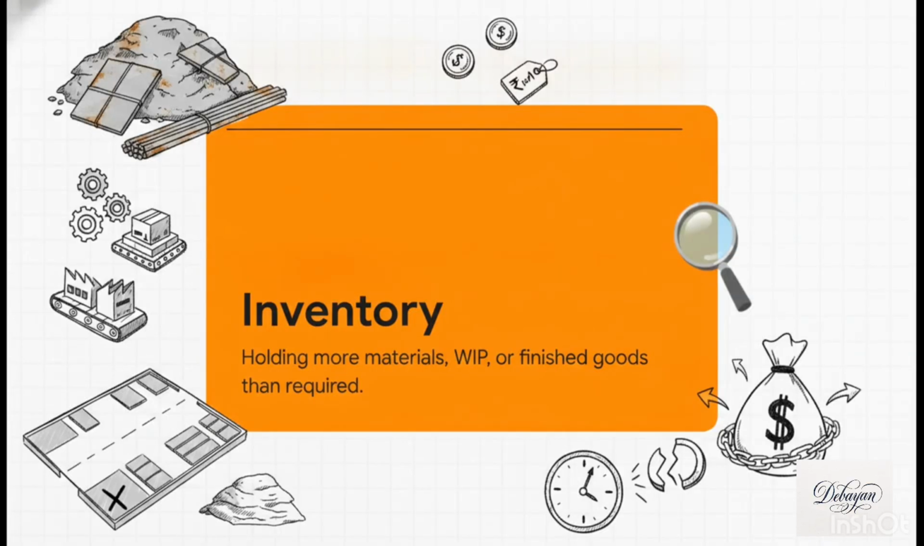Okay, next up is inventory. This means holding way more raw materials, work in progress, or finished goods than you actually need right now. It is such a common trap. You might bulk buy raw steel or plastic just because the vendor offered a discount of 2 rupees per kilo. But then what happens? You end up storing it for 6 months. It takes up valuable floor space, risks rusting, and ties up all your cash flow. Trying to save 2 rupees up front often ends up costing you 4 rupees in dead stock and storage cost later.